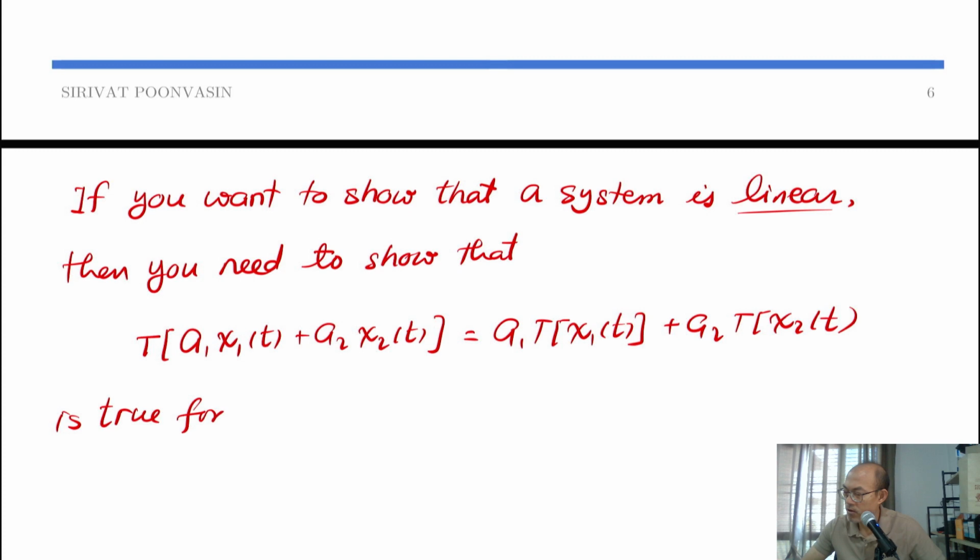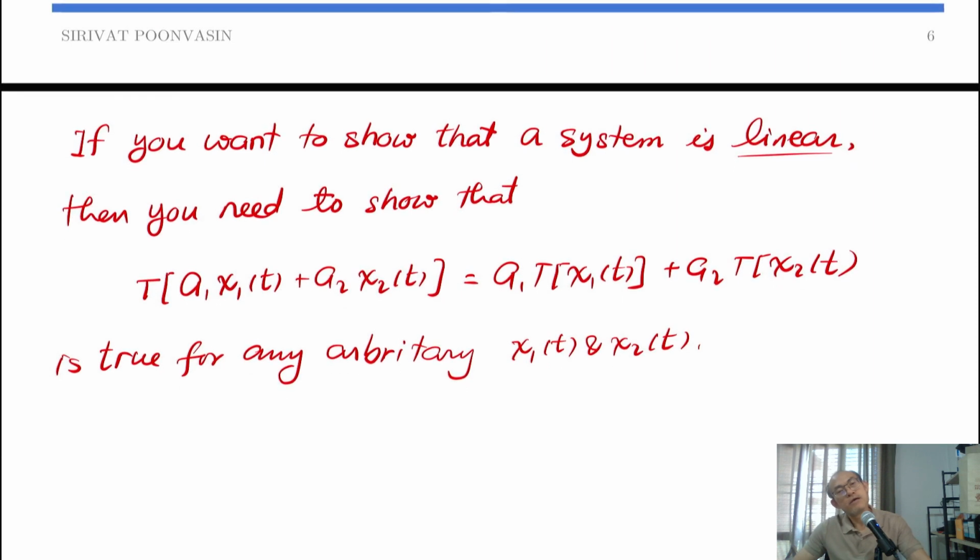for any arbitrary x1 and x2. To show that it is linear, this equation has to be true for any input signals.